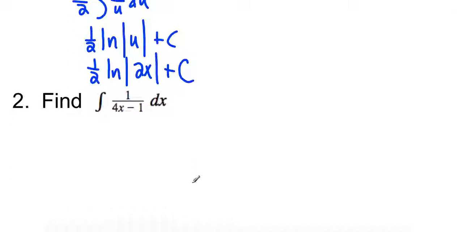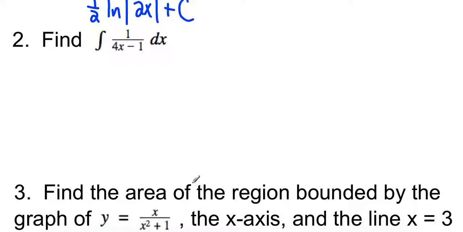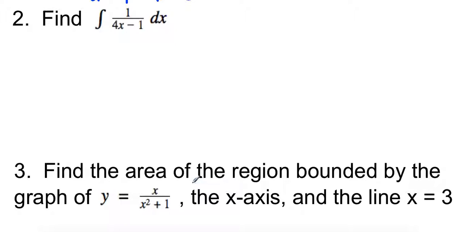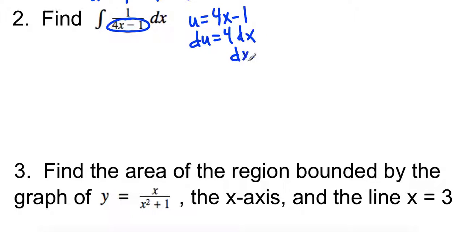All right, number 2, we're going to follow a similar path on this one. We want to find the antiderivative of 1 over 4x minus 1. So again, we should locate that we have a function within a function. u is going to be 4x minus 1. So that's going to take care of this. du is 4 dx. I don't have a 4 dx in the problem, I just have a dx. So this is going to be du over 4.